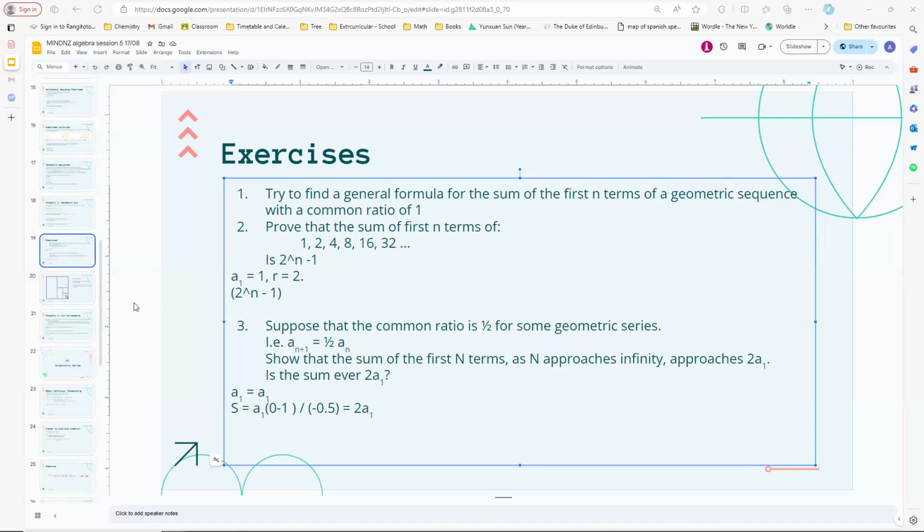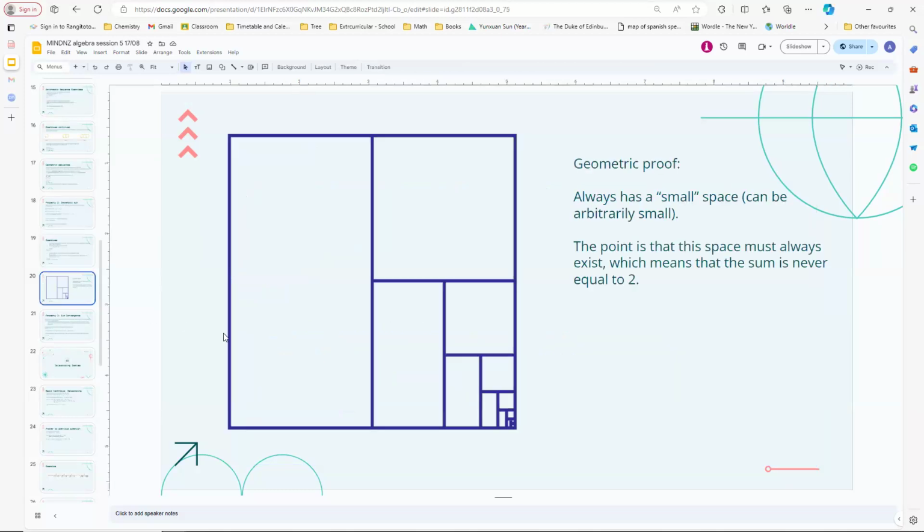So as long as you're raising this common ratio, a half, to some positive integer, I don't care how large, it's always going to stay positive. It's not going to equal 0. And if it doesn't equal 0, then it'll be some small number minus 1 over negative 0.5, which is a little bit less than 2. It can get really close to 2, but it can't ever exactly equal 2. So the answer is no, it can't ever be 2a1.